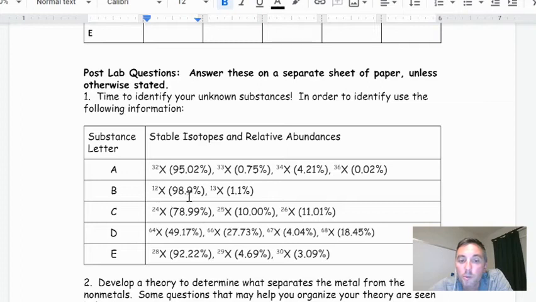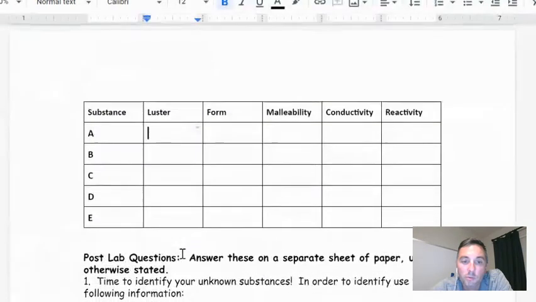Substance B is really close to a mass of 12. Substance C is really close to a mass of 24. Substance D is all over the place, but it's probably somewhere between 64 and 66. And substance E is really close to 28. So if we keep all that in mind, now I can give you some more information.